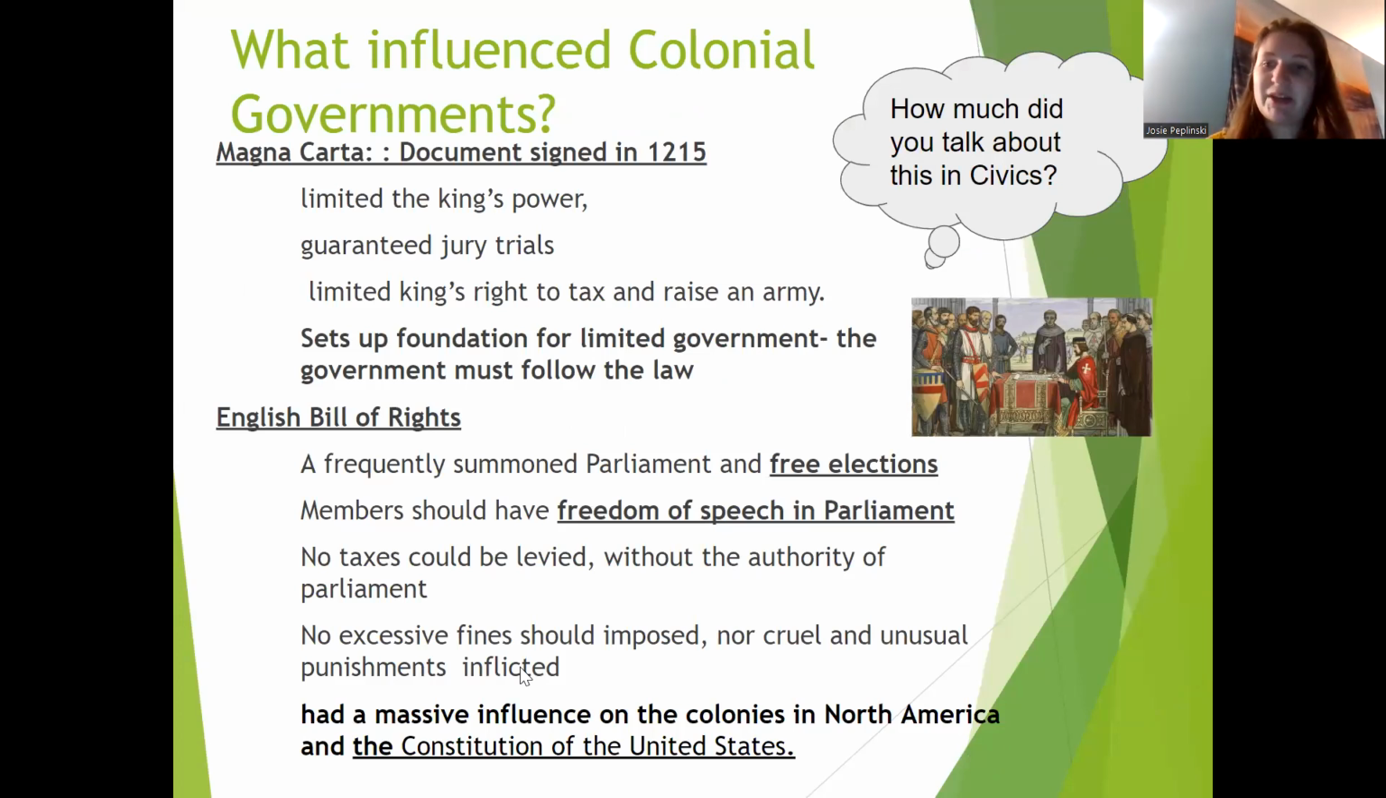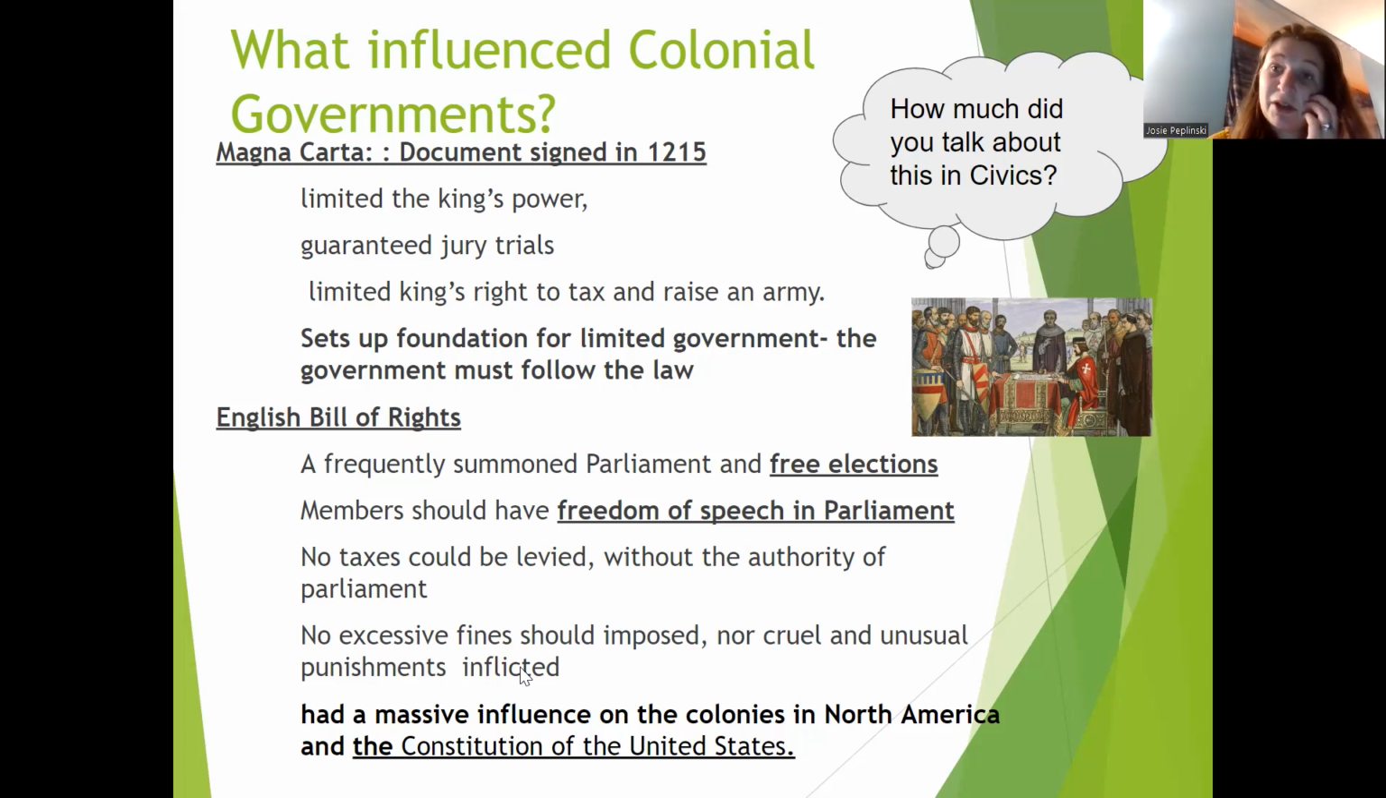So these local governments that are created in Jamestown and Plymouth are inspired by some existing English documents that have occurred over time. So for example, the Magna Carta is one of these documents. This was signed in 1215, so quite a while ago. It limited the king's powers, guaranteed jury trials, and limited the king's right to tax and raise an army. So this is the foundation for limited government, that government has some sort of form of checks and balances, which will come up again when we discuss the Constitution.